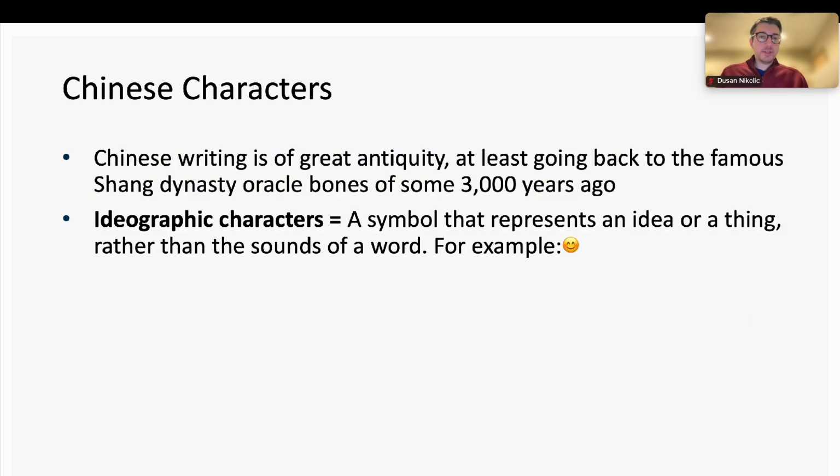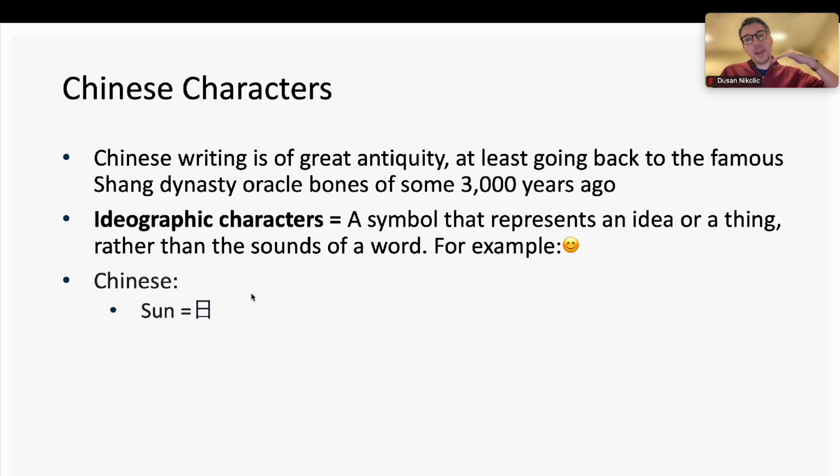Out of rebuses, Chinese writing developed. How did Chinese writing come to be? Well, it goes back at least 3,000 years. It was ideographic initially, a symbol that represents an idea or thing rather than a sound or word. So, for example, a smiley face.